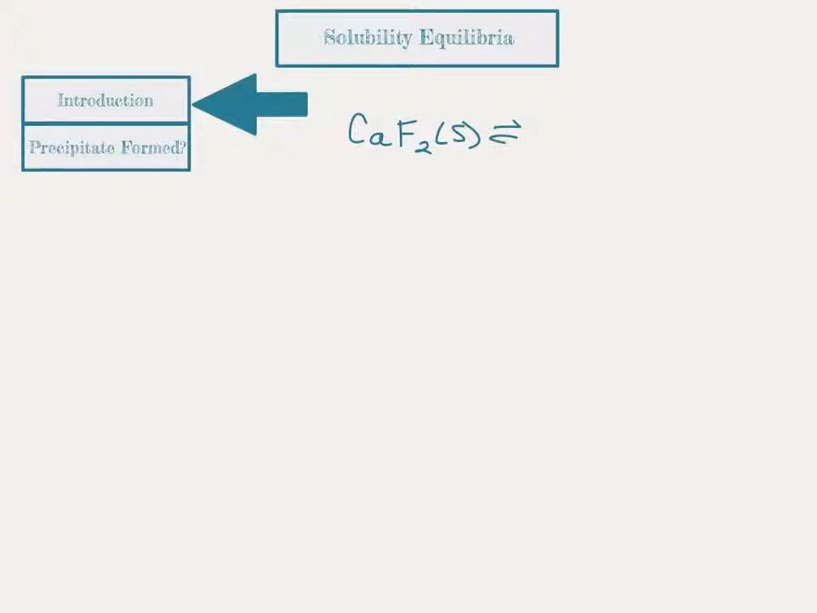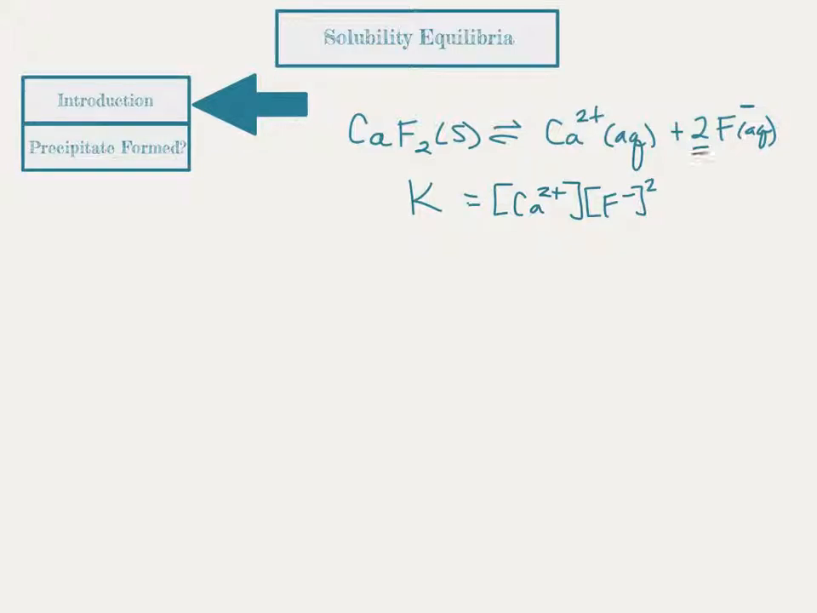As a convention, we always write the solubility equilibria, or the reaction for this process, with the solid as a reactant and the aqueous ions as the products. The equilibrium expression for this dissolution would be labeled as K equals the calcium 2+ ion times the fluoride ion squared, for that 2 in the balanced chemical equation.